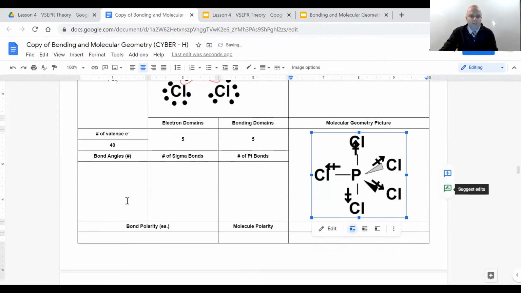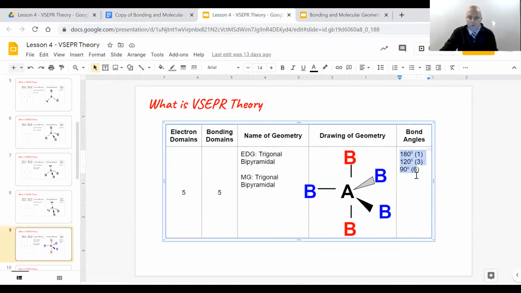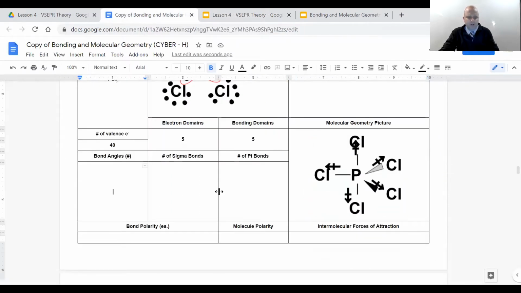All right, a couple of reminders here. So the bond angle you can also copy from here. So this one has a whole bunch of bond angles. So we could just go ahead and copy paste them into the bond angle part here. These are all sigma bonds in this molecule. There are no double bonds. You would know that because in the molecular geometry picture, you would see that thing that looks like an equal sign. You've seen that in some of the earlier videos. So we have 5 sigma bonds, no pi bonds.